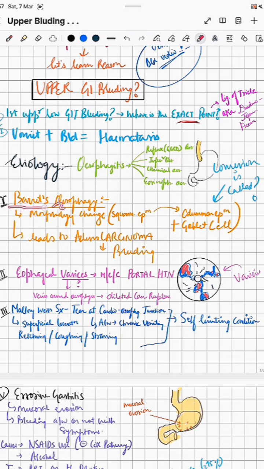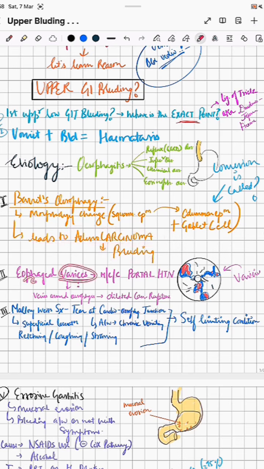First, it's Barrett's esophagus. Barrett's esophagus is basically the change in the squamous epithelium, which is the normal cells of the esophagus, which will convert into columnar epithelium, along with goblet cells seen. By the way, this is important from the exam perspective if you are preparing for the exam. Then it leads to adenocarcinoma, which leads to bleeding.